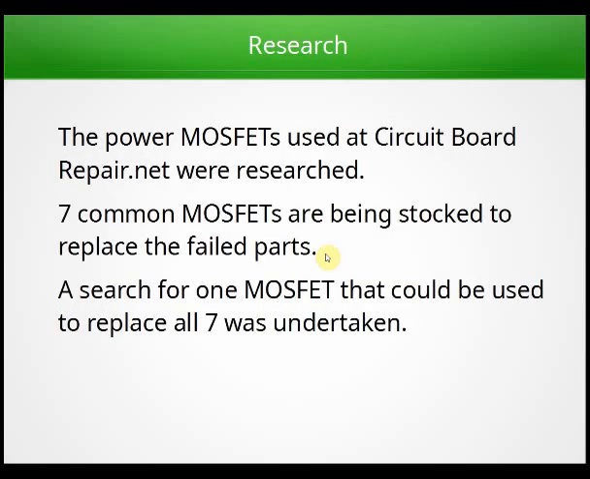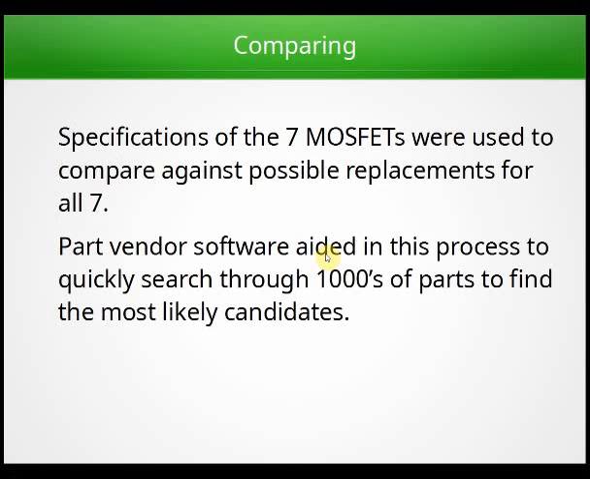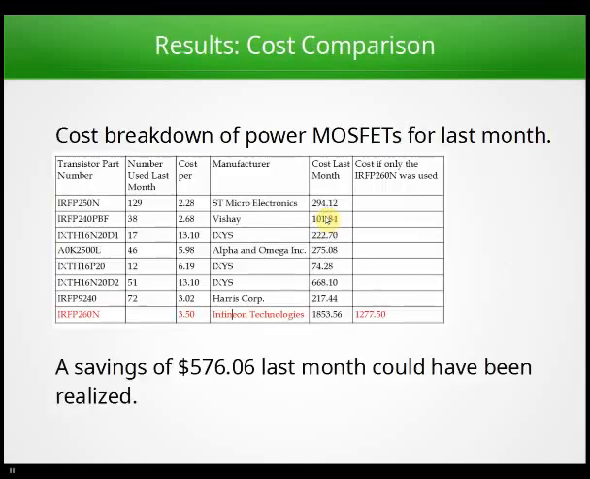Research. The power MOSFETs used at circuitboardrepair.net were researched. 7 common MOSFETs are being stocked to replace the failed parts. A search for one MOSFET that could be used to replace all 7 was undertaken. Comparing. Specifications of the 7 MOSFETs were used to compare against possible replacements for all 7. Part vendor software aided in the process to quickly search through thousands of parts to find the most likely candidates.